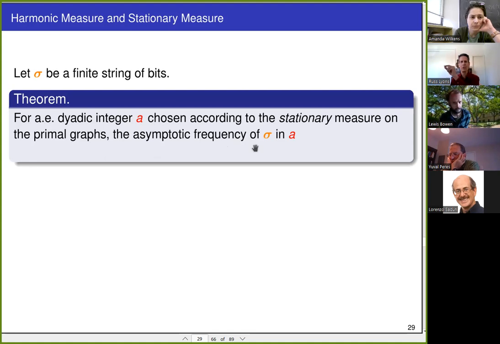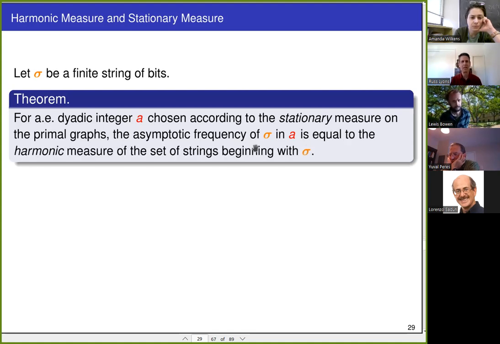Like how often do we see 0, 0 next to each other? The answer is it's equal to the harmonic measure that we've just been talking about of the set of strings that begin with sigma, which is what we've been talking about. So the frequency of double zeros is equal to that harmonic measure of beginning with 0, 0. Now this is the least intuitive part of the talk. Let me try to give you some intuition. Well, actually, before I give you the intuition, let's say why this is useful.